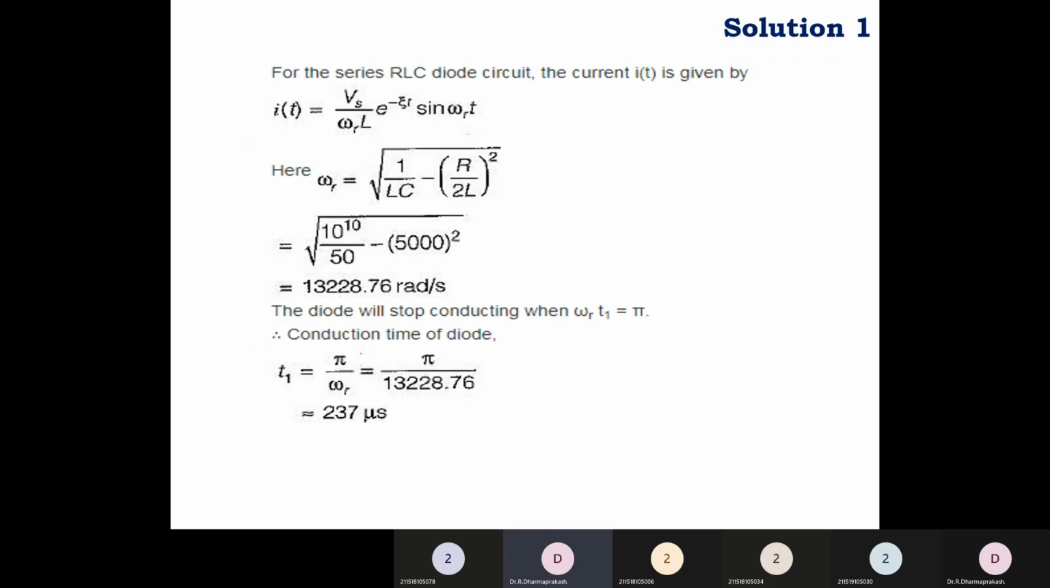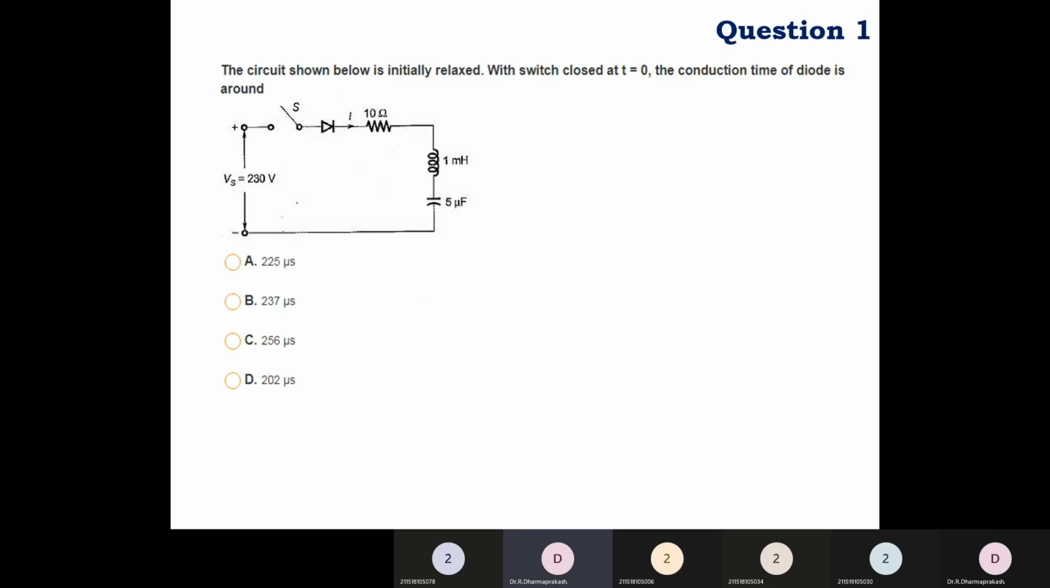So finally you will have 13,228.76 radian per second. The diode will stop conducting when omega r t is equal to pi. So we use this omega r value in this expression and find the value of t1. It is equal to pi by omega r, pi by this value. So finally you will have 237 microseconds. So here the answer is B. It is 237 microseconds.